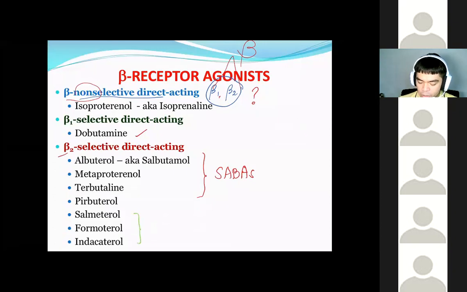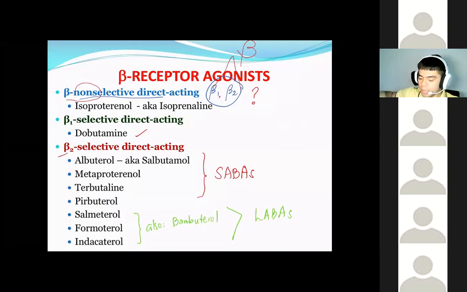Whereas salmeterol, formoterol, indacaterol, and also bambuterol, these agents are LABAs. Again, for salmeterol, formoterol, indacaterol, and bambuterol, these are LABAs or long-acting beta agonists.